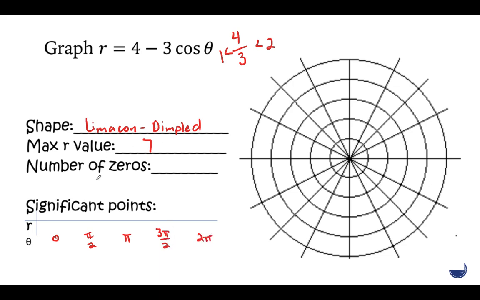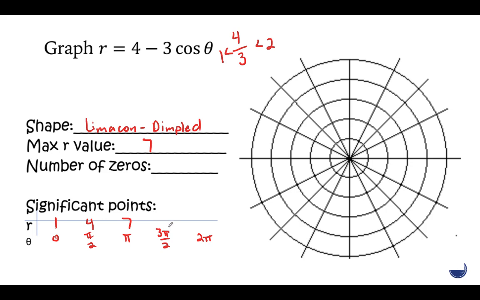All right. So hopefully by now you have the hint. I'm going to move quick here. So if I plug in 0 for cosine, that's 1. 4 minus 3 is 1. If I plug in pi over 2, cosine's value is 0. So 4 minus 0 is 4. If I plug in pi, cosine's value is a negative 1. So I get 4 plus 3, which is 7. There's my max R value.